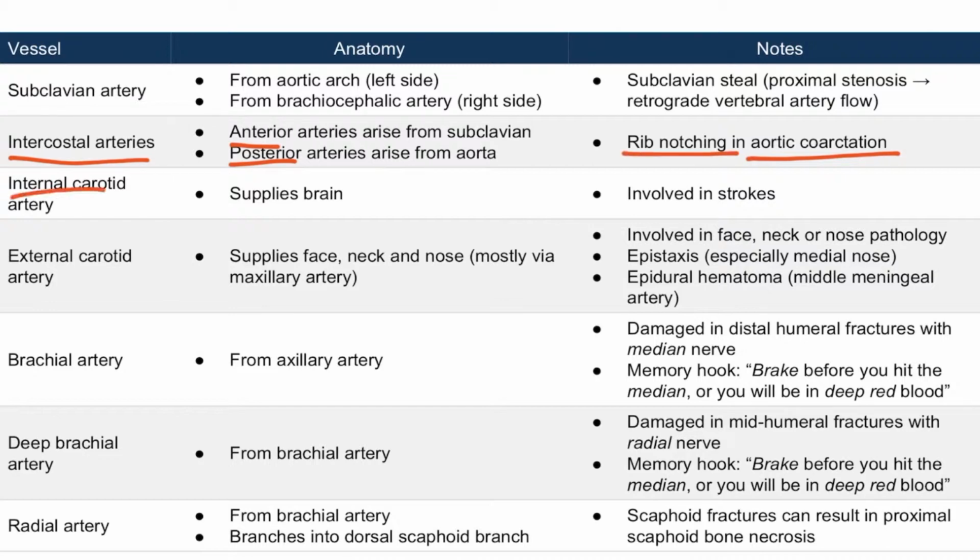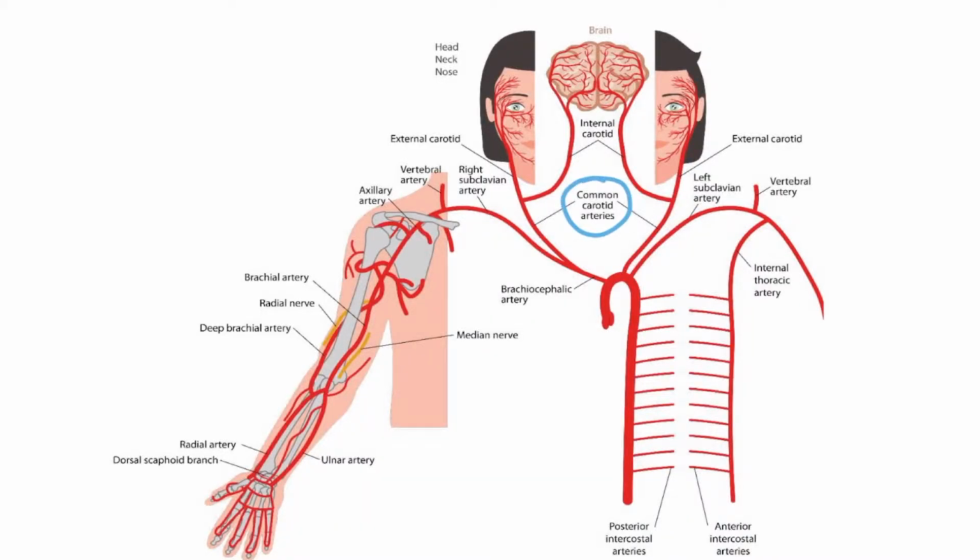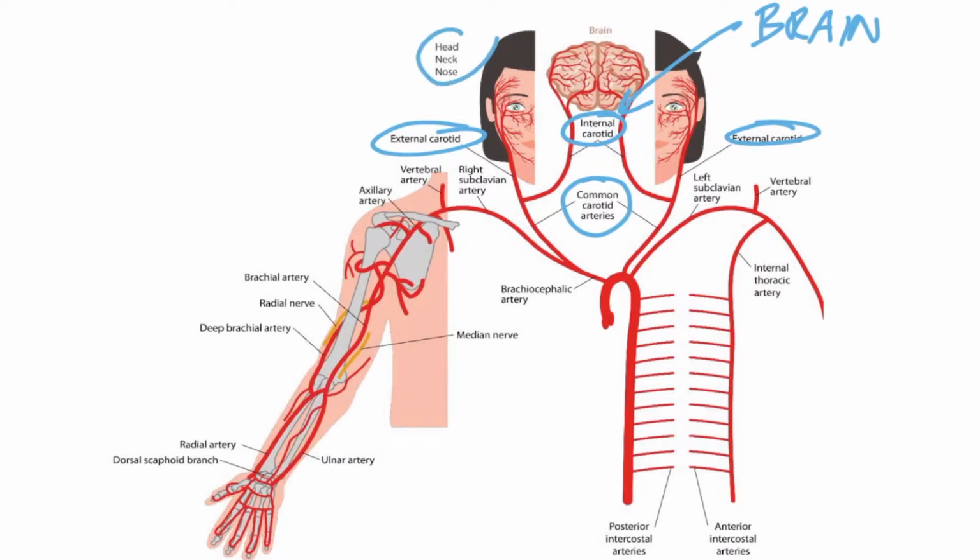Now let's talk about the internal carotid arteries and the external carotid arteries. We can see the common carotid arteries labeled here. Both the left and right common carotid arteries will split into the internal carotids, labeled here, and the external carotids. The basic principle that will be very useful is to remember that the internal carotid artery goes to the brain, while the external carotid arteries will supply the head and face, as well as the neck and nose.